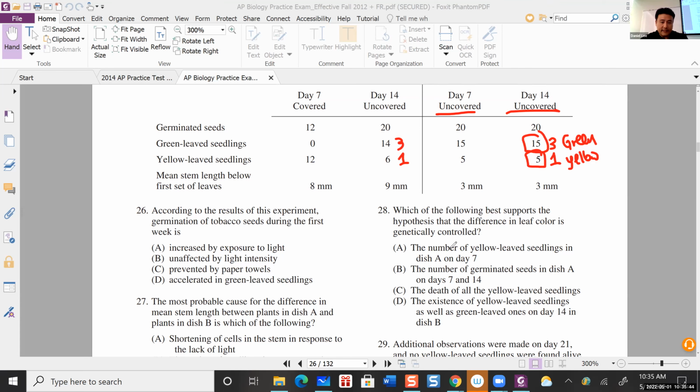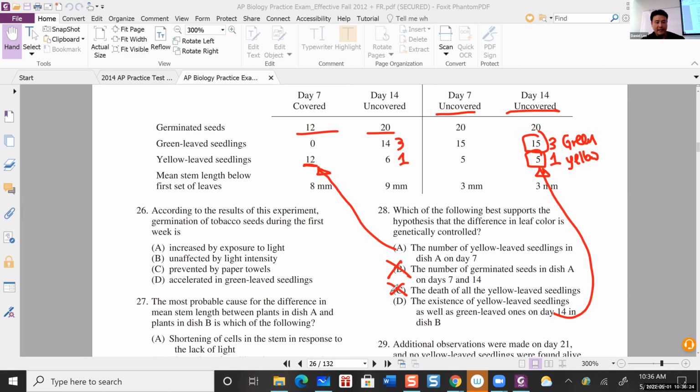So the number of yellow leaf ceiling in dish A at 7 days is the number of 12. So that's this one here. The number of germinated seeds in dish A on day 7 and 14. Germinated seeds. This has nothing to do with color, yeah? So no. The death of all yellow, that is not true. The yellow ones did not all die. You still have 5 and 6, right? The existence of yellow leaf ceiling as well as green ones on day 14 in dish B. So that will be this one.